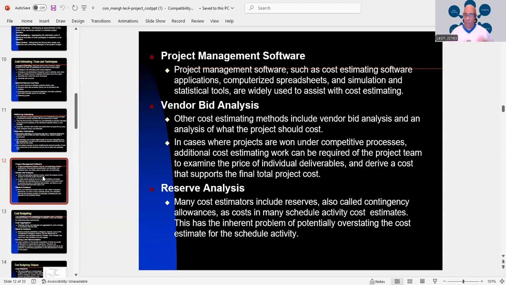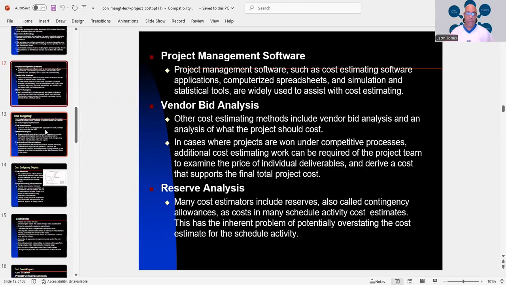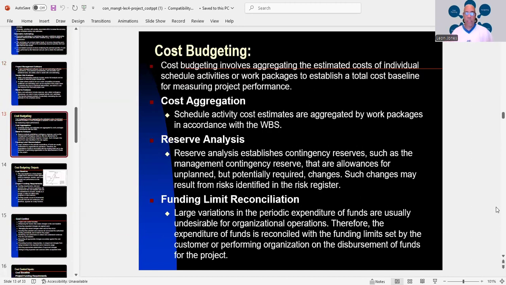And what do I mean by that? Well, many cost estimators include reserves, also called contingency allowances, as costs in many schedule activity cost estimates. This has the inherent problem of potentially overstating the cost estimate for the schedule activity. Cost budgeting involves aggregating the estimated cost of individual schedule activities or work packages to establish a total cost baseline for measuring project performance. Cost aggregation, this is all under cost budgeting.